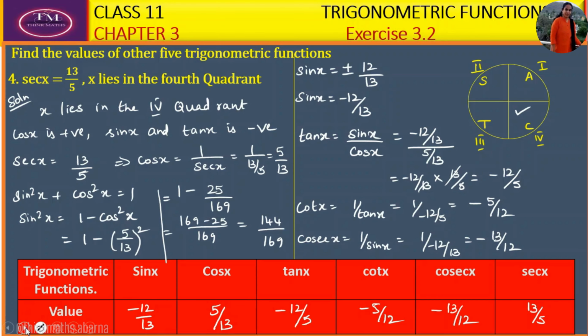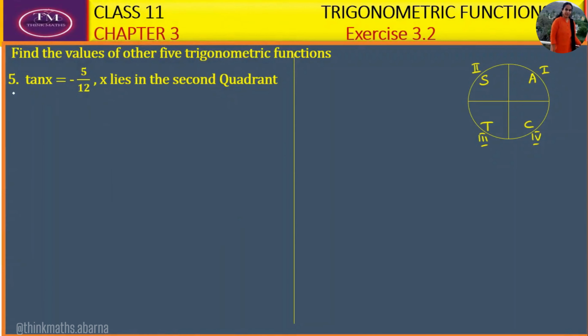Last problem in this part. Fifth one, tan x equal to minus 5 by 12. x lies in the second quadrant. So in the second quadrant, sin x and cosecant x are positive. All the other trigonometric functions are negative. So let me start the solution.